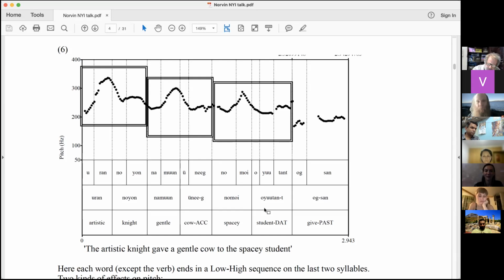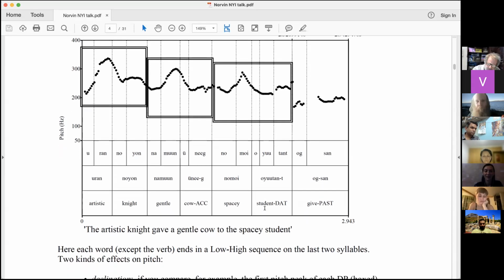One of the things you can see in these boxes is that every word, every adjective, and every noun ends in a low-high sequence on the last 2 syllables. And then if you look at these pitch peaks, there are 2 kinds of relationships between the pitch peaks that I want you to think about. One of them is a relationship that holds across the boxes from one box to the other.